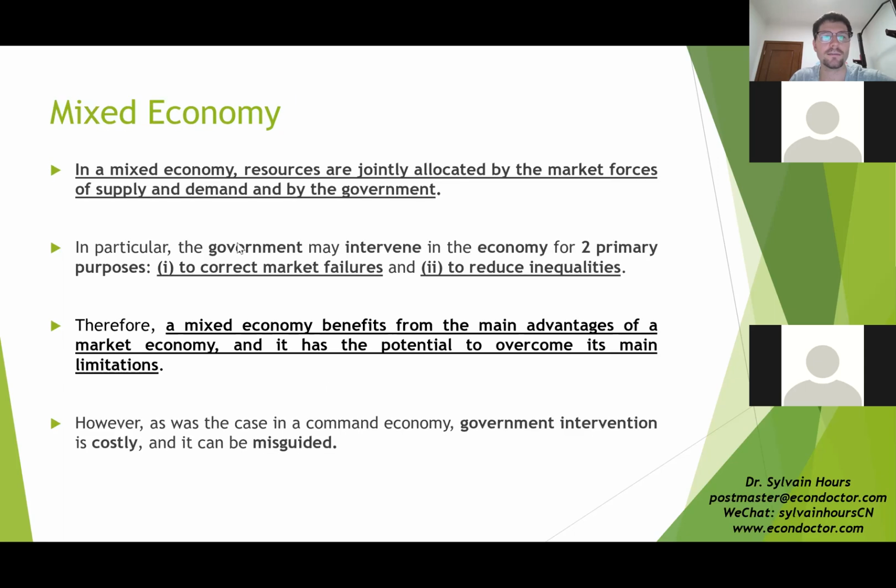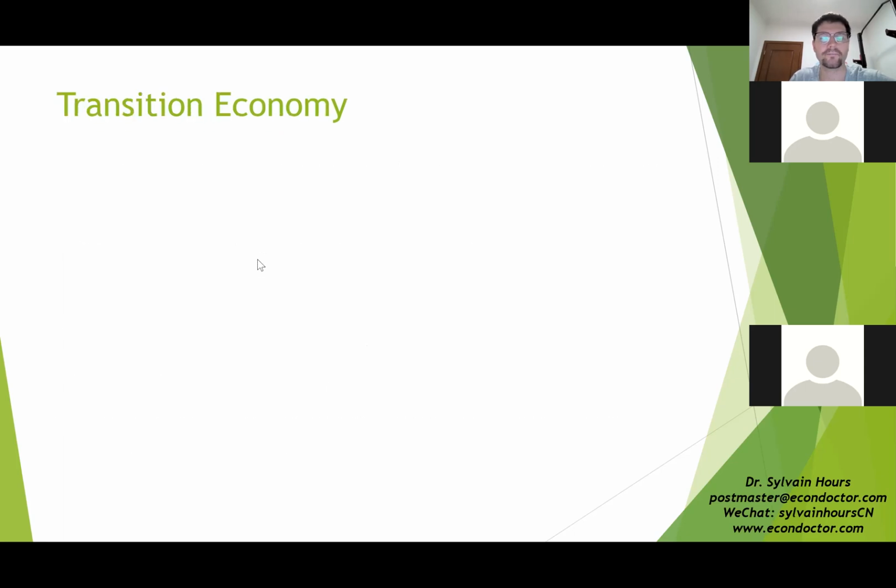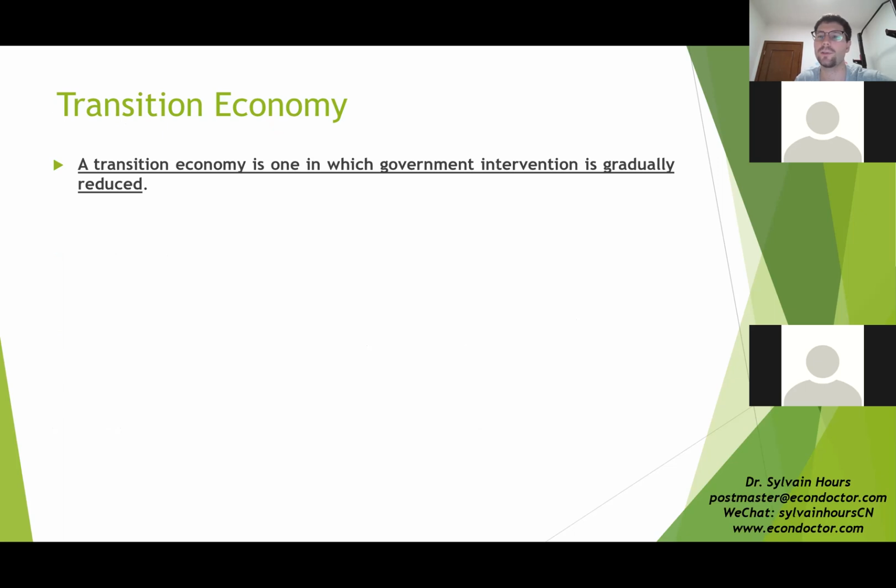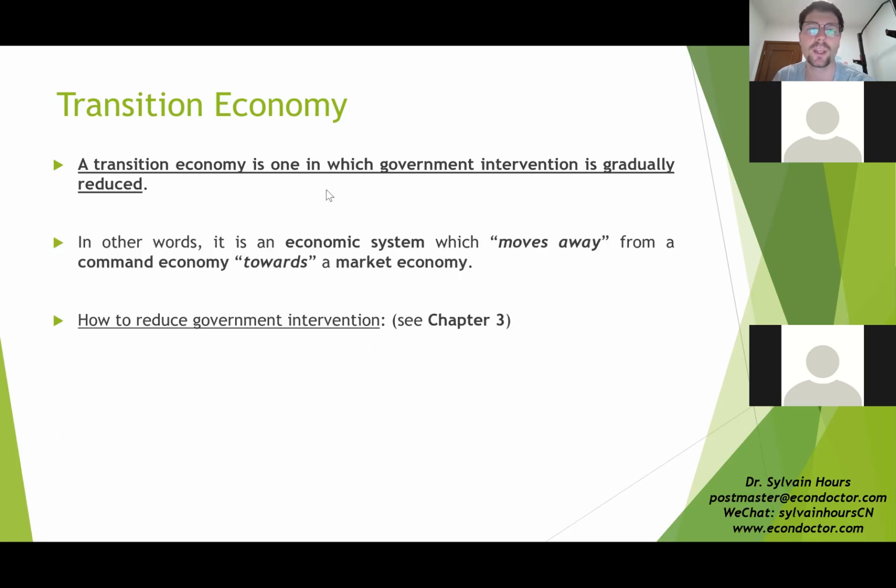Okay, and finally, and this is, I think, the last slide, your students must know what we call a transition economy. A transition economy is something quite simple where government intervention is gradually reduced. So we sometimes say that this is when we move from a command economy to a market economy, but it's a bit extreme. I would rather say that we move away from a command economy towards a market economy. So less and less government intervention over time.